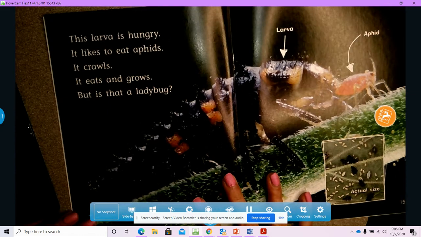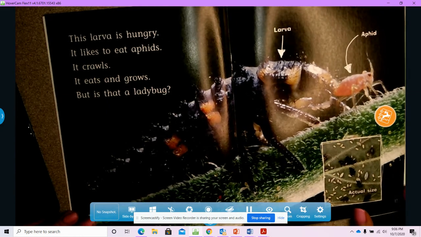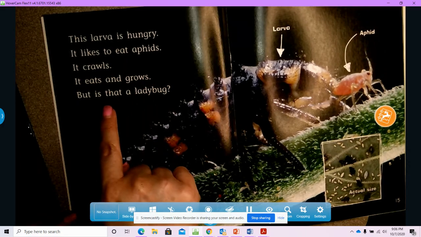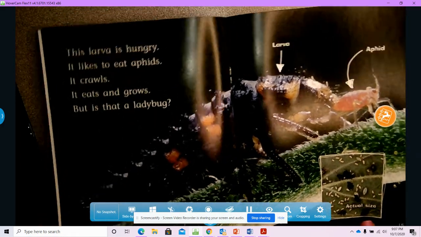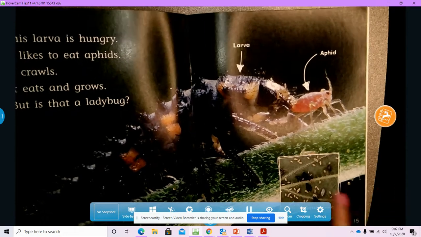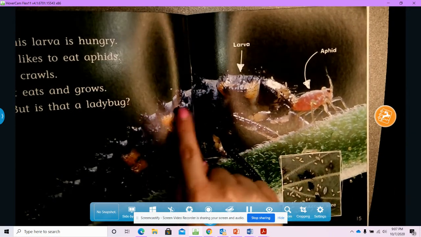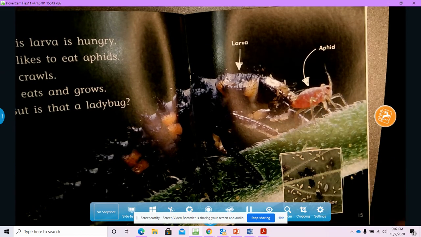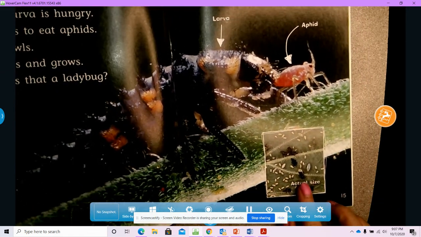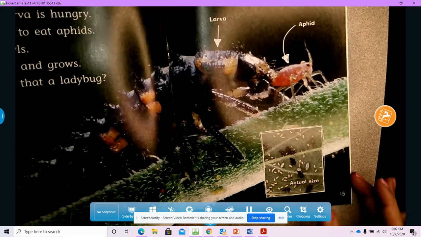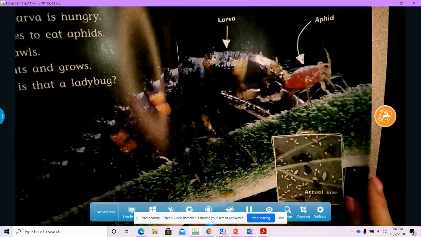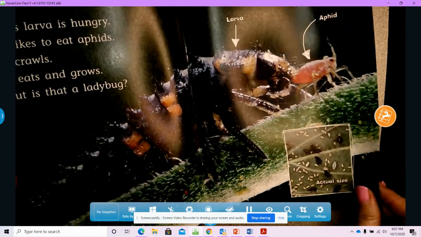This larva is hungry. It likes to eat aphids. It crawls, it eats, and grows. But is that a ladybug? So here's the larva, and it's going to eat the aphid. And this is their actual size. Ooh, look at that little aphid.